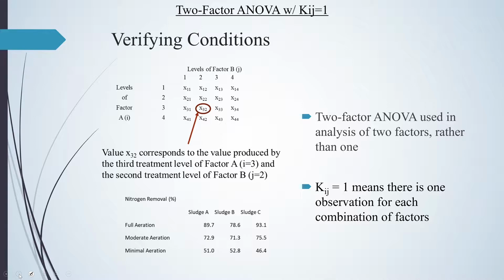So analysis of variance is used in factorial design experiments where there are multiple independent variables affecting a single dependent variable. In this case, we're going to have two factors, factor A as well as factor B, each of them with multiple levels. In this case, they each have 4. And then to satisfy that k at j equals 1, we're going to have a single observation for each combination of factors.